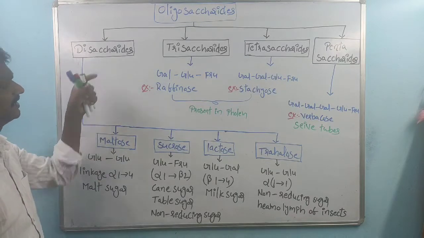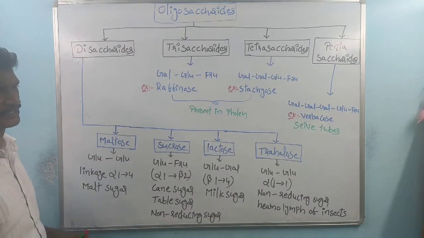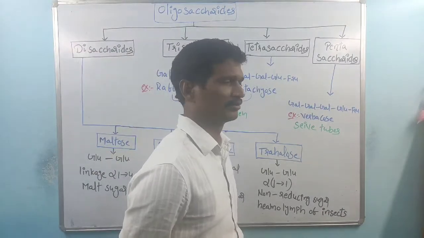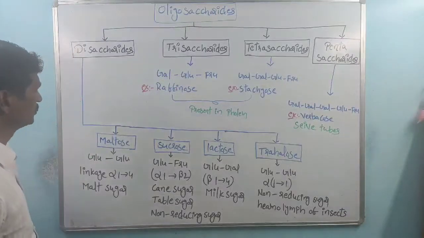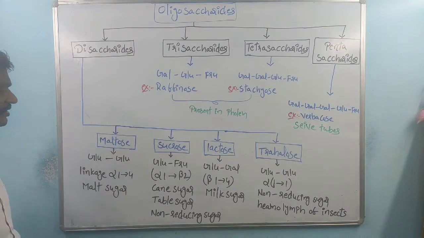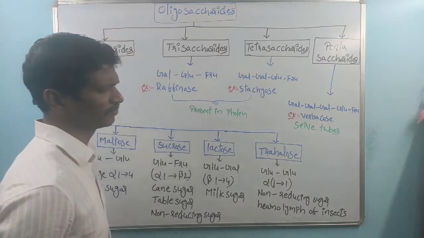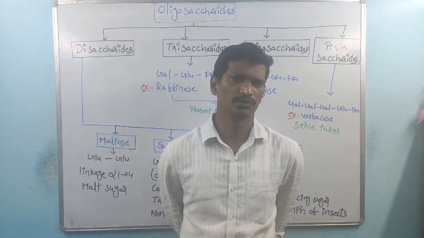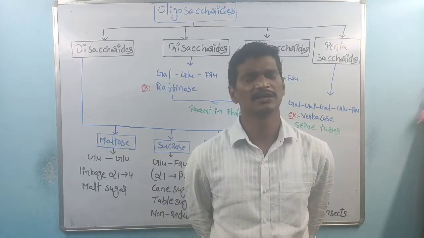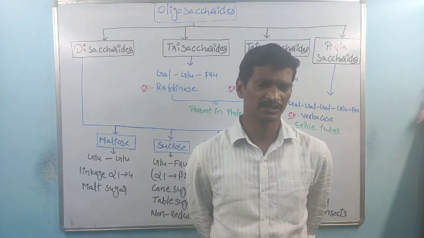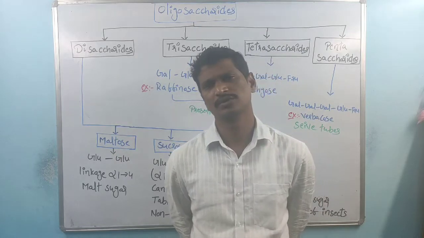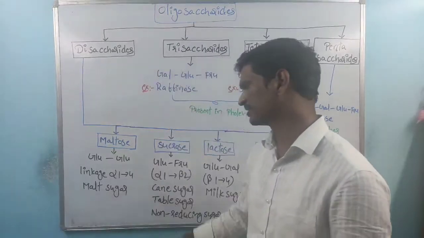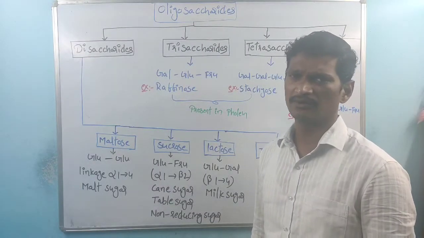So the very first one is the disaccharides. Disaccharides means having 2 monosaccharides, and the number of glycosidic bonds here is 1. An example of a disaccharide is maltose. Maltose is the disaccharide having glucose and glucose, two glucose molecules. The linkage here is alpha 1,4 linkage.